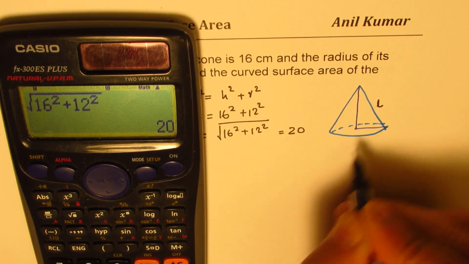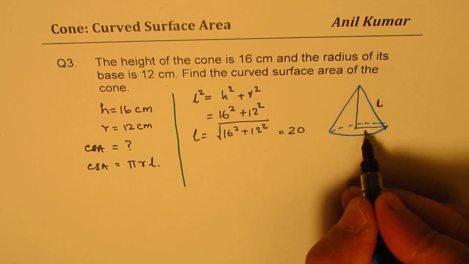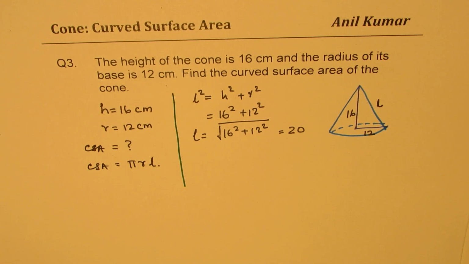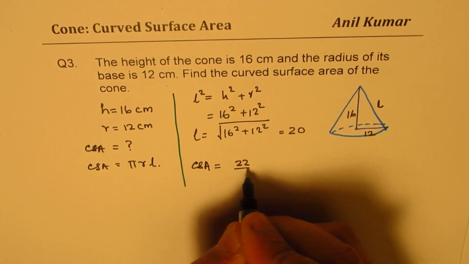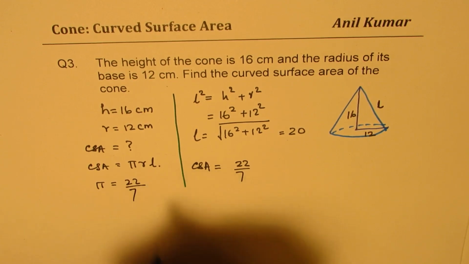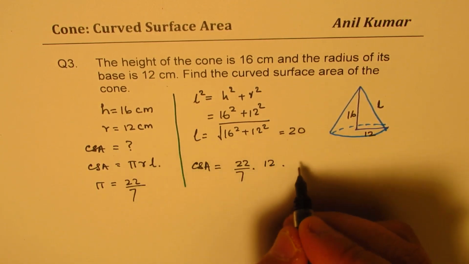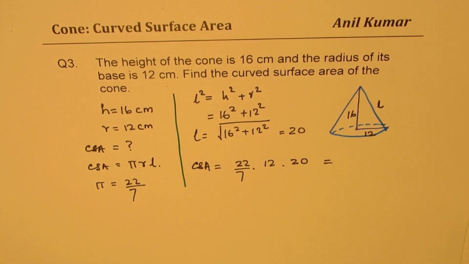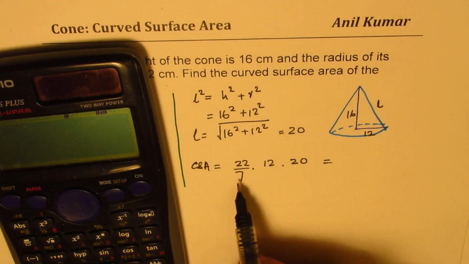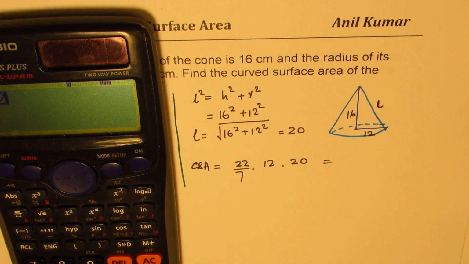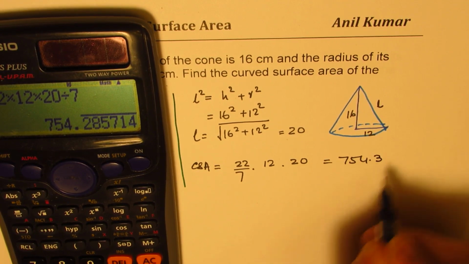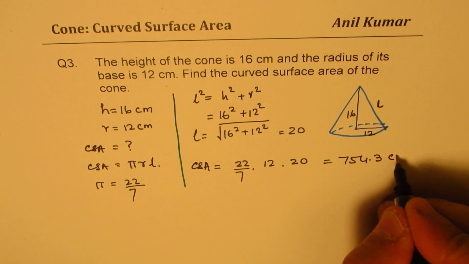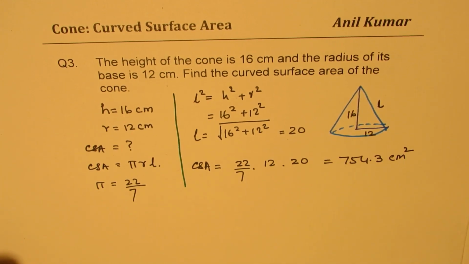Correct? So here this is the radius given to us as 12, this is the height 16, and we just found the slant length. Now you know the curved surface area is equal to 22/7, that is the value of pi which I am going to use, times R, which is 12, and L, which is 20. It doesn't really help to simplify in this particular example. So 22 times 12 times 20 divided by 7, in decimals, we get a value which is 754.3, and the units will be centimeter square, so square units. Perfect. So that's how you'll do it.